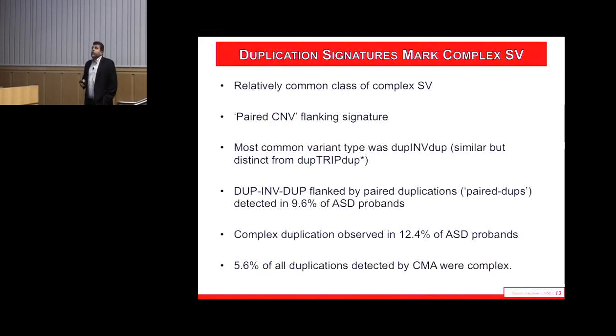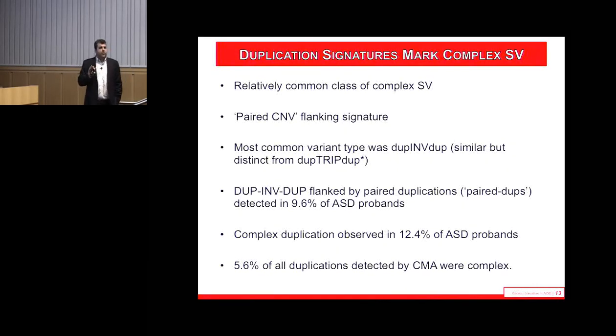And it is that there are duplication signatures in the genome. So as we were sequencing along and having the experience of chromothripsis already, we were used to putting together these complex rearrangements. What we found is that a relatively high proportion of duplications in the genome that were detected by array turn out to be fairly complex rearrangements. And one of the more interesting classes that we found was this signature of 2 duplications flanking an inversion.